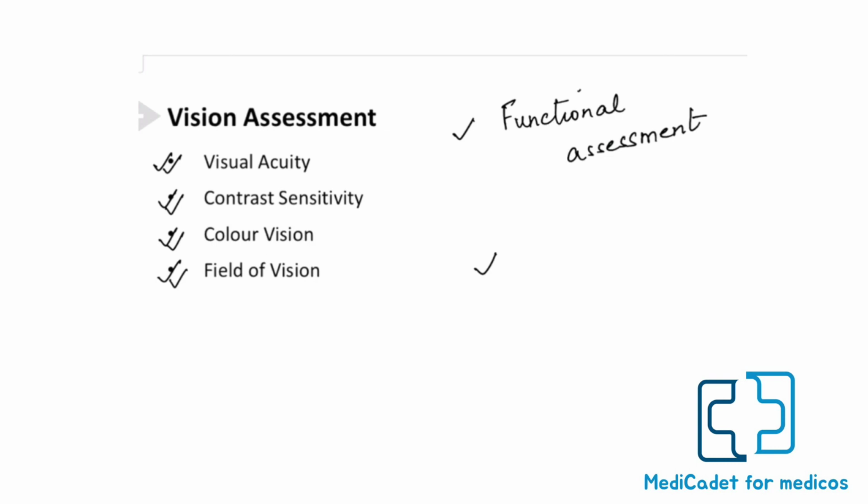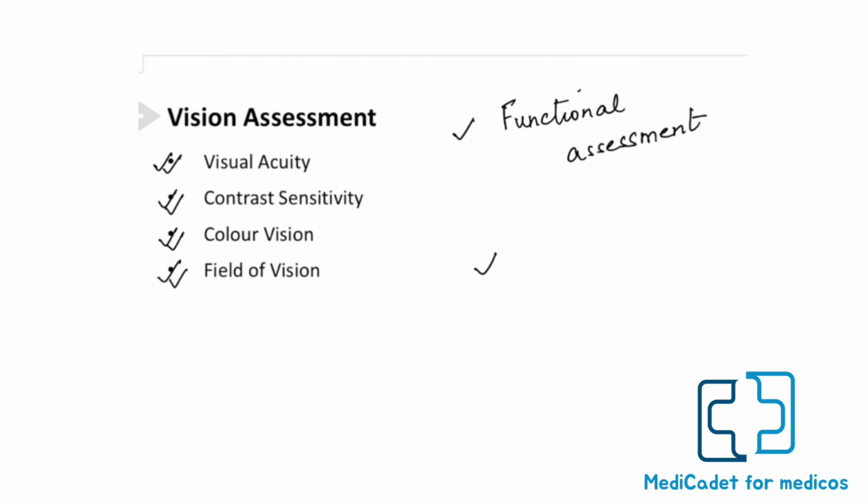There is a hard or a strong contrast there. But if you put a faint yellow line on a white background, that is more difficult to appreciate. So how good is your ability to identify this? That is what we mean by contrast sensitivity, right? Now color vision. Obviously all of you know what color vision is. Color vision means the ability to appreciate mainly the three primary colors and their variants. And the field of vision.